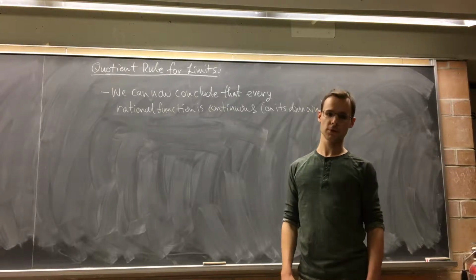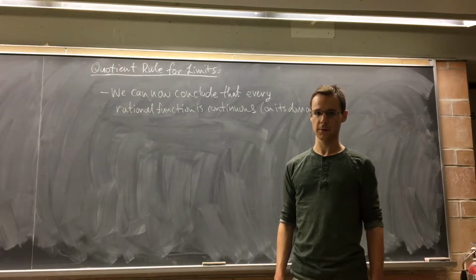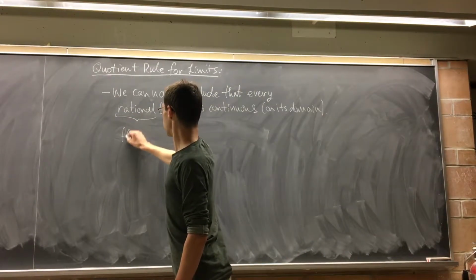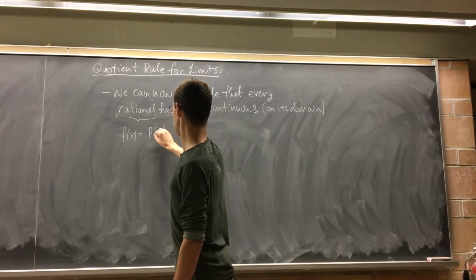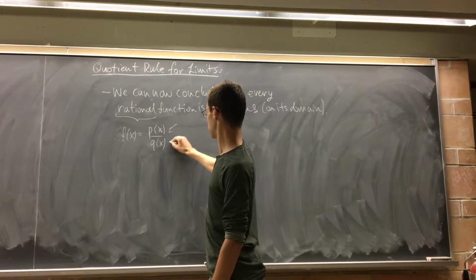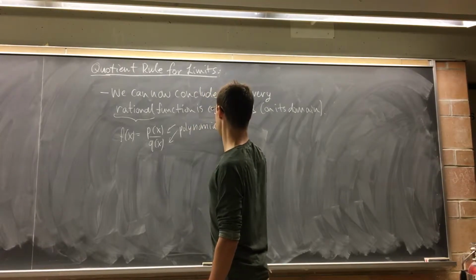So, thanks to the quotient rule, we can now conclude that all rational functions are continuous on their domains. If you remember what a rational function is, f of x is a rational function if it can be written as a ratio of 2 polynomial functions, p of x over q of x. And these 2 are polynomials of any degree.